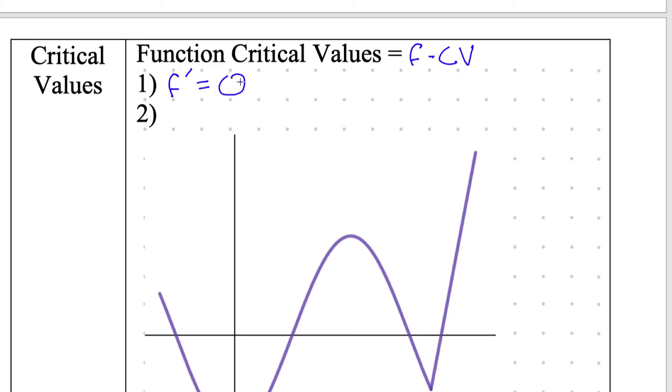Well, if I'm actually being mathematically correct, it's about half. In the AP test, it's usually a little bit more than half. The other possibility that will cause you to have an FCV, a critical value, is where f prime does not exist. Those are the only two possibilities that will give you FCVs. And every single time that you see them, it will always be a CV. It will always be a critical value.